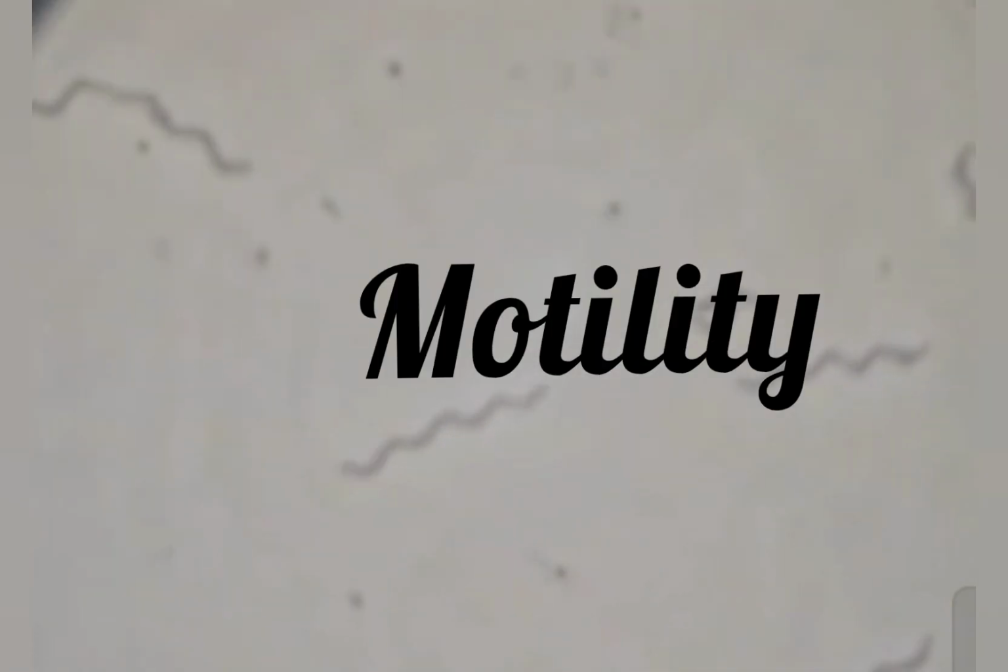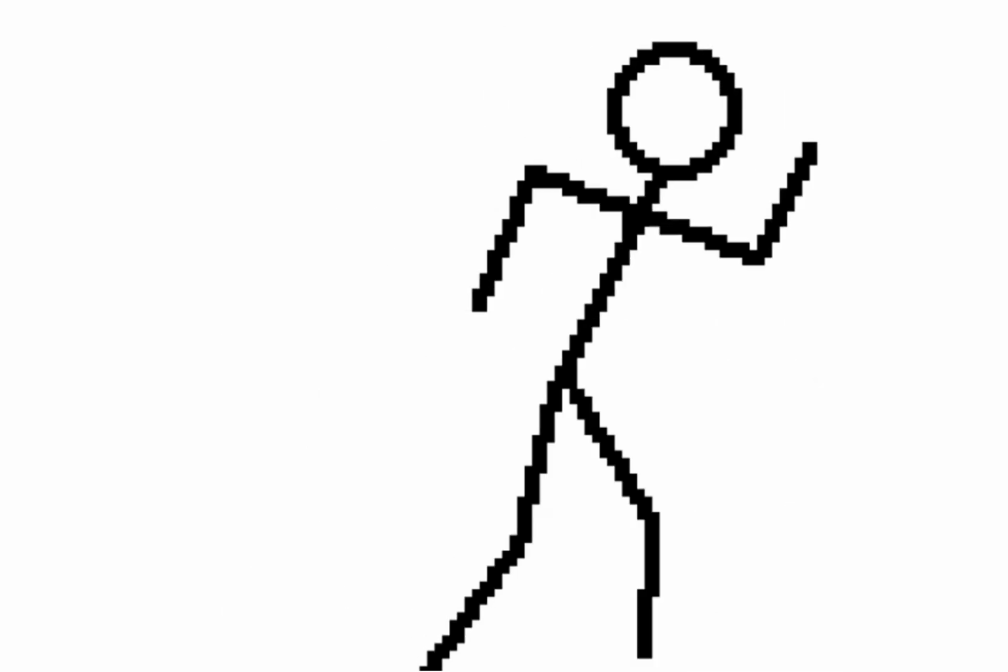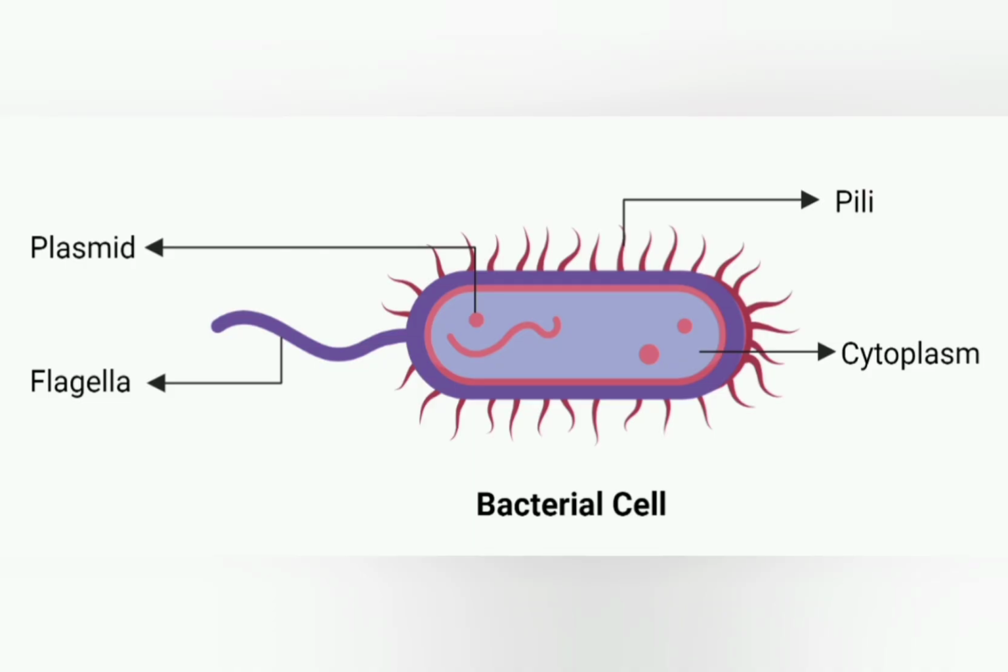Let's talk about motility. Motility is another characteristic by which these organisms can be distinguished. Most protozoa and some bacteria are motile, whereas fungi and viruses are non-motile. The protozoa are a heterogeneous group that possesses three different organs of locomotion, which include flagella, cilia, and pseudopods. The motile bacteria move only by means of flagella.